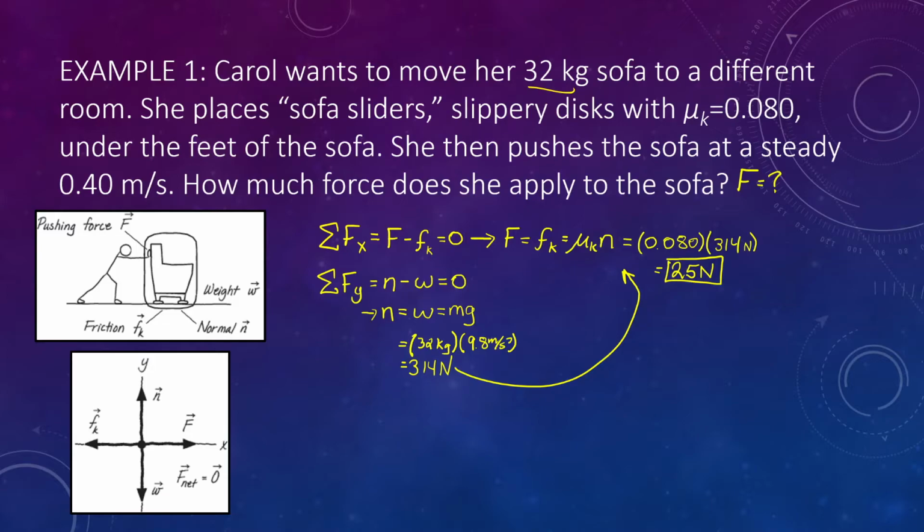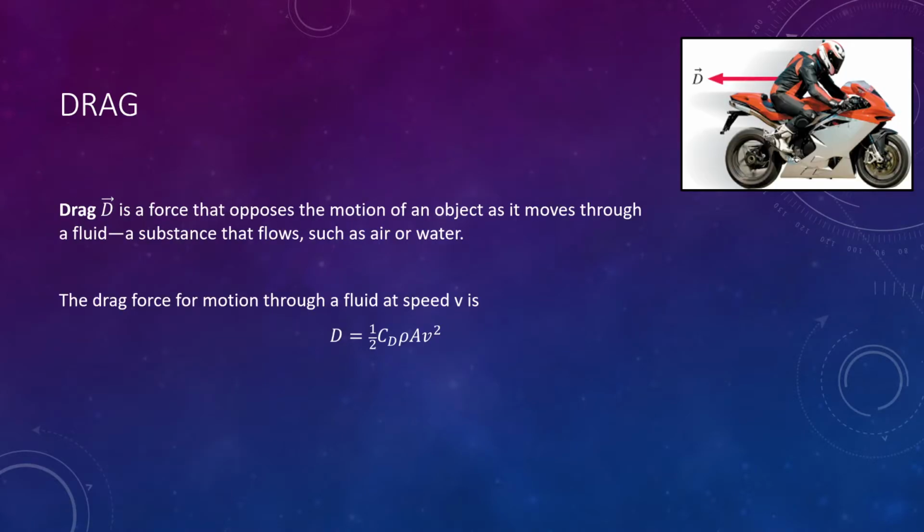This brings us now to the other type of resisting force. We've been ignoring this one the entire time throughout our discussions thus far. This is the effect of air resistance, drag, given by capital D. Again, it's an opposing force, so it's going to oppose the motion of an object, in this case, one that is moving through a fluid. Something that flows, so that could be air or water, for example.